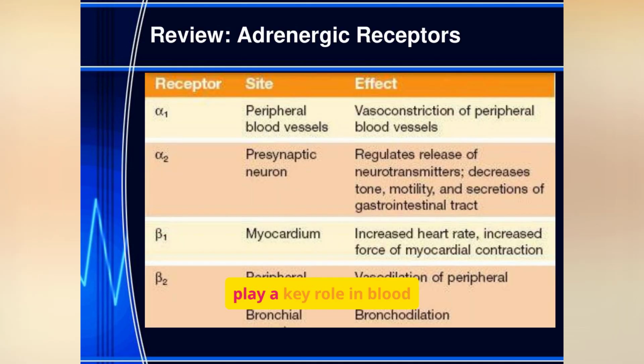Adrenergic receptors play a key role in blood pressure regulation. We'll summarize the effects of alpha-1, alpha-2, beta-1, and beta-2 receptors. Alpha-1 receptors cause vasoconstriction. Alpha-2 receptors reduce sympathetic output. Beta-1 receptors in the heart increase HR and force. Beta-2 in the lungs cause bronchodilation. Blocking or activating these can drastically affect BP and breathing.